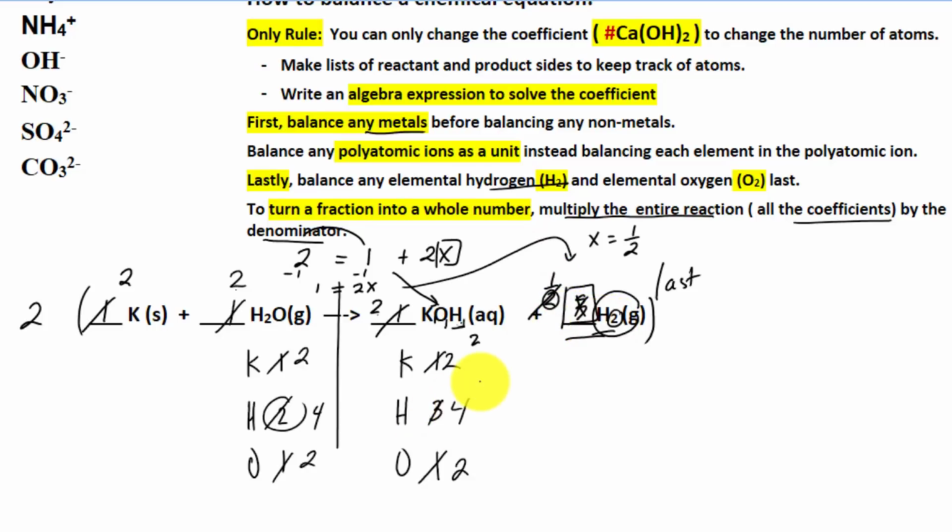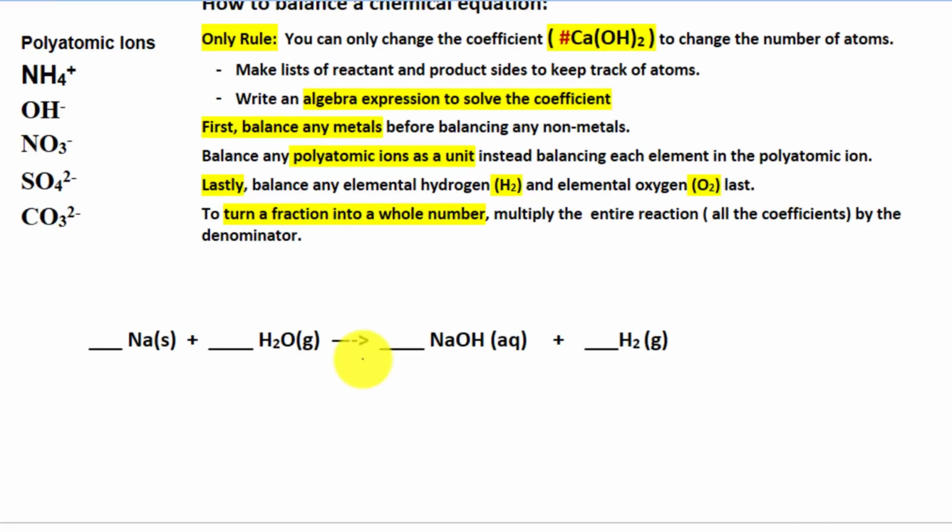So there you go. We have used a fraction to solve for the coefficient. This is probably one of the most complicated problems that you will see in terms of writing an algebra expression to solve for the coefficient. Now let's see if you can do this problem by yourself using what we just learned in the previous problem.